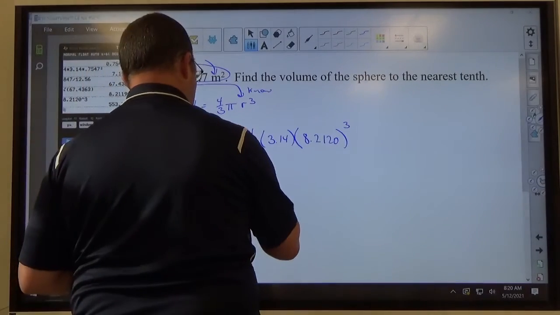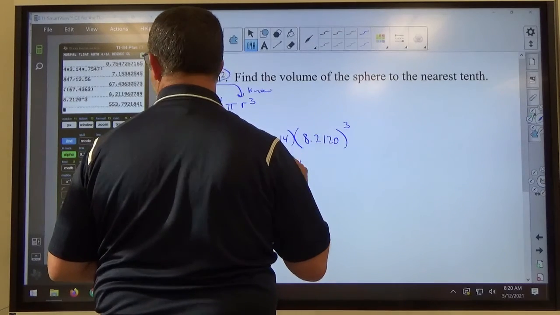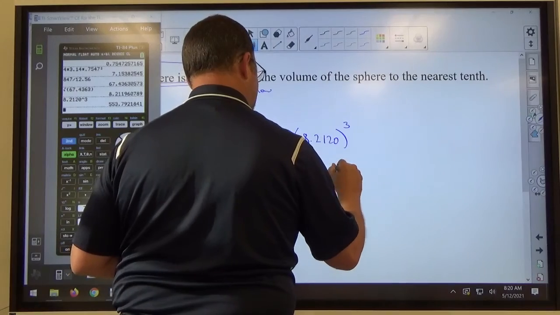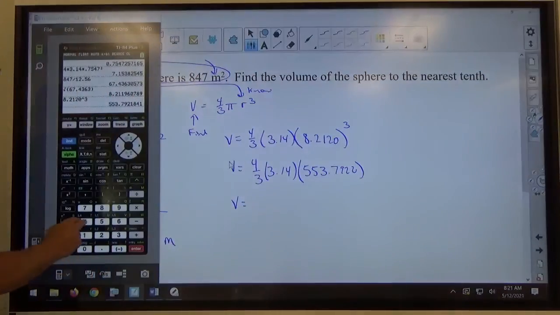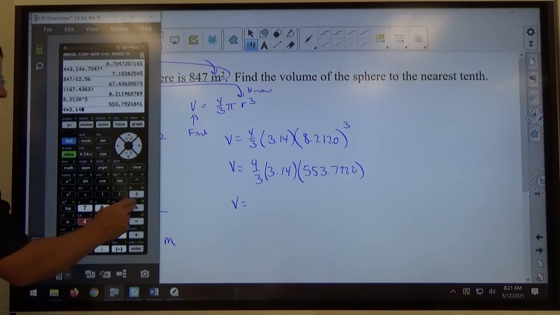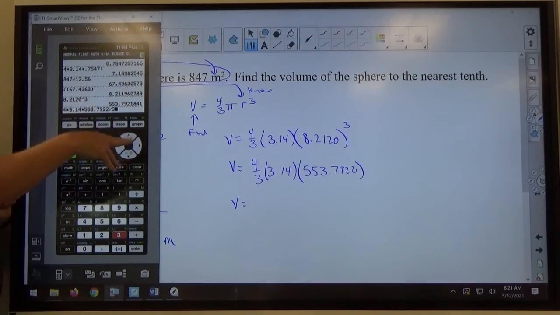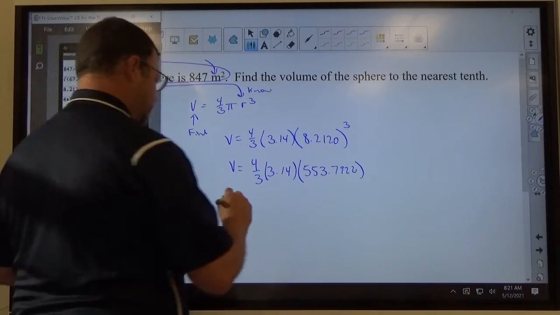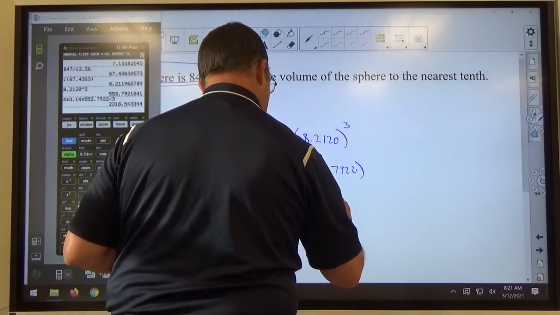My volume is going to equal 4/3 times 3.14 times 553.7922. So 4 times 3.14 times 553.7922 divided by 3. So type it all, divide by 3 at the end, and you get 2,318.54 cubic meters.